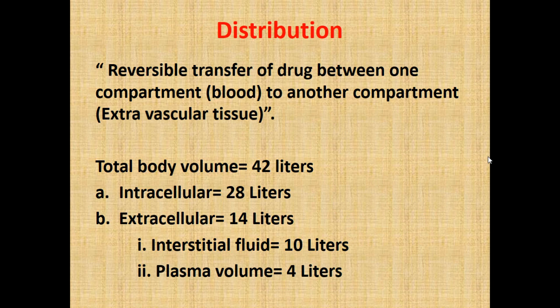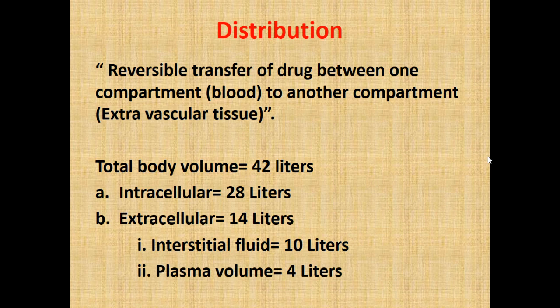If you imagine the body volume is 42 liters, it is divided into two parts: intracellular 28 liters and extracellular 14 liters. The extracellular part is again divided into interstitial fluid 10 liters and plasma volume 4 liters. Then what is the volume of distribution? If you administer a drug and it is distributed throughout the entire body, that is called the volume of distribution.